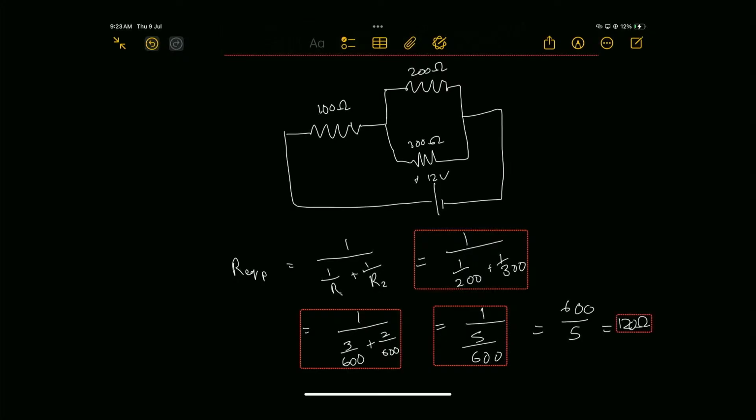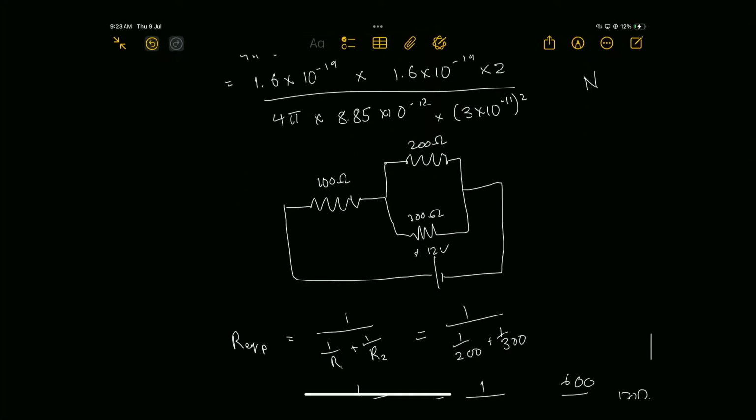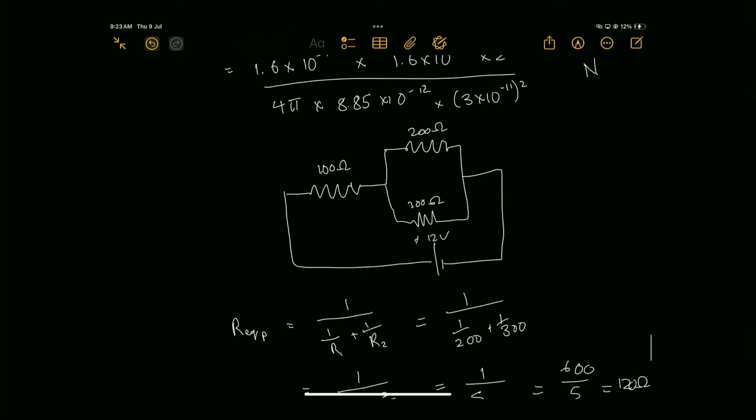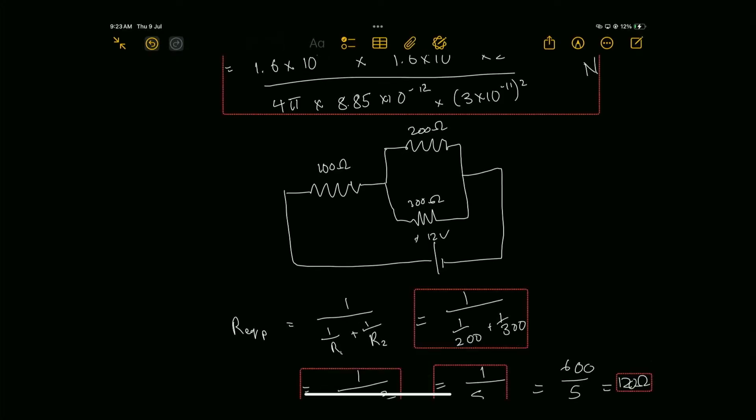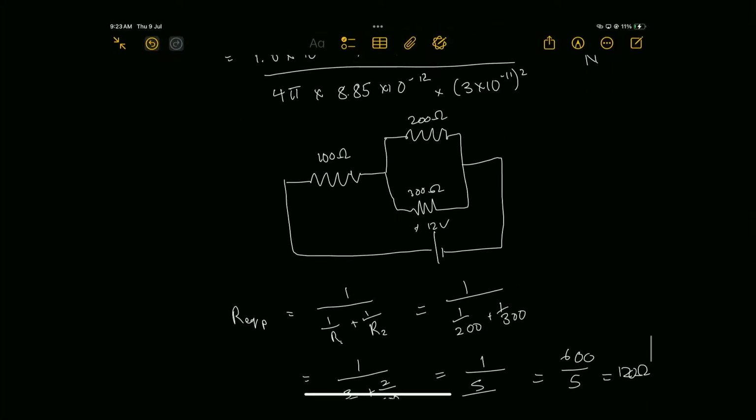Now the total equivalent resistance: we could replace these 2 parallel resistors by a resistor of 120 ohms. And so the 100 ohms and this new 120 ohm resistor are in series with each other. So we can just write 100 plus 120, which is equal to 220 ohms. So 220 ohms is the equivalent resistance of all these three resistors.